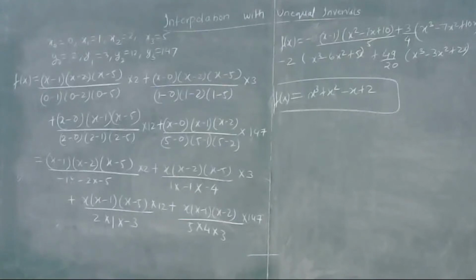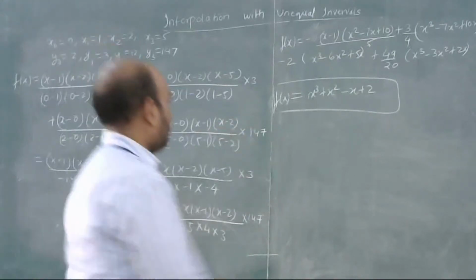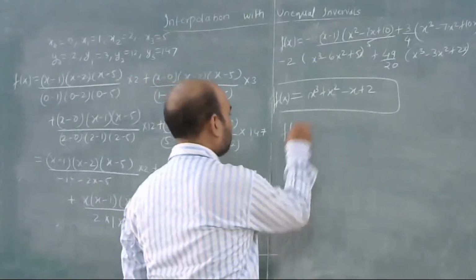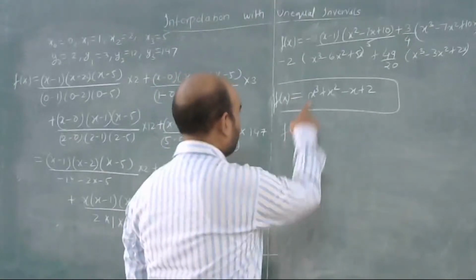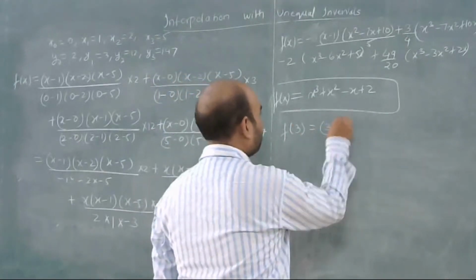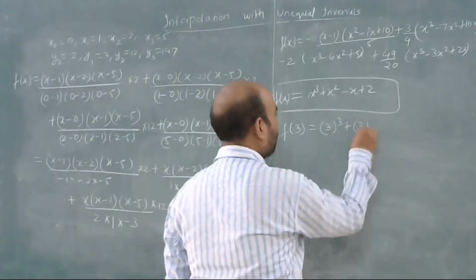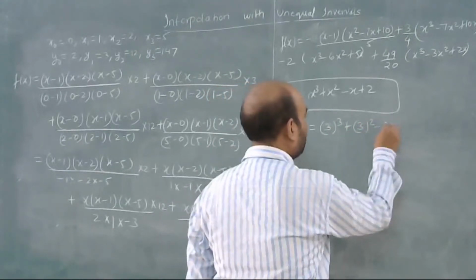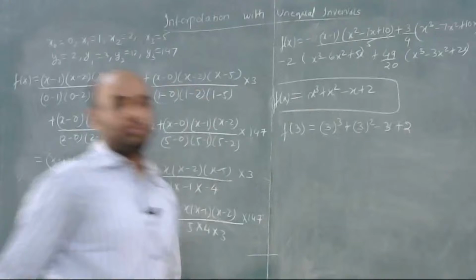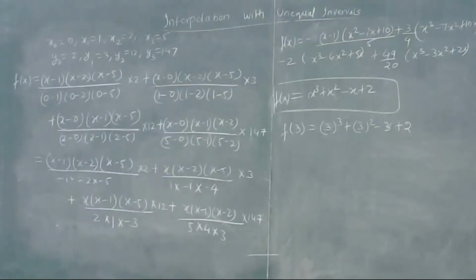Okay. So f of x is equal to this, and you have to find f of 3. Okay. So substitute x is equal to 3, so this will be 3x square minus 3 plus 2. Okay, so you can find the value of f of 3, so you will get 35.